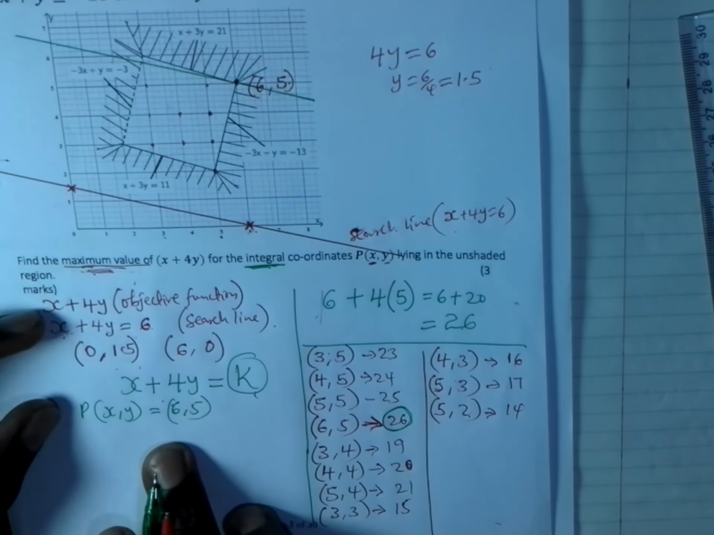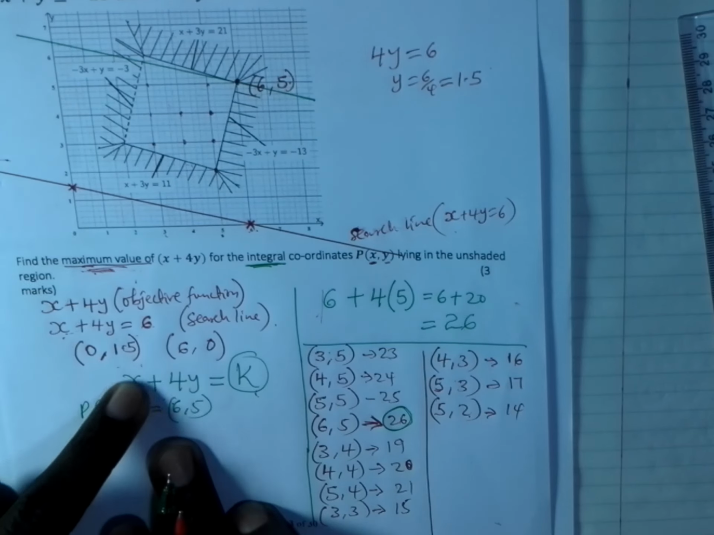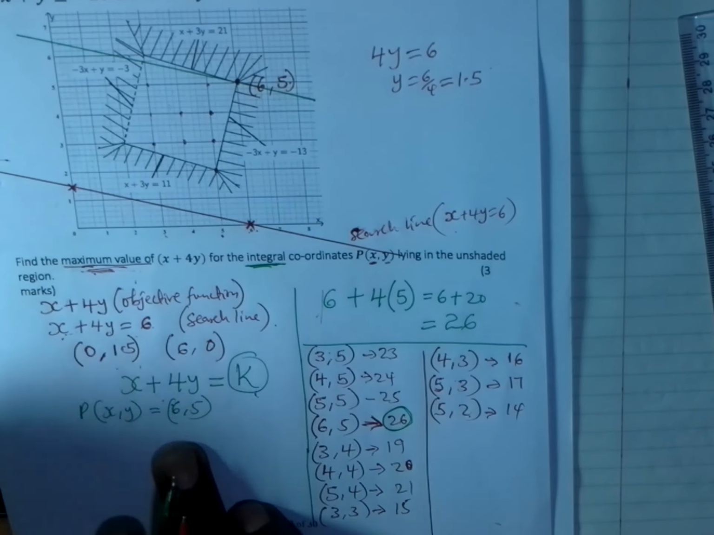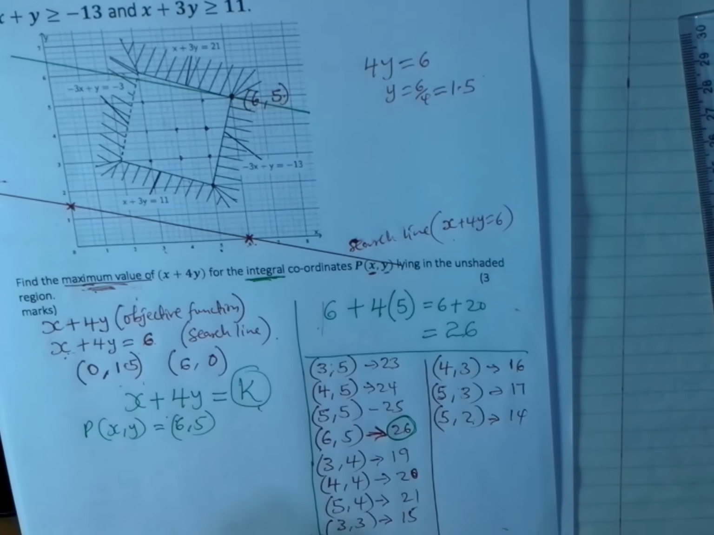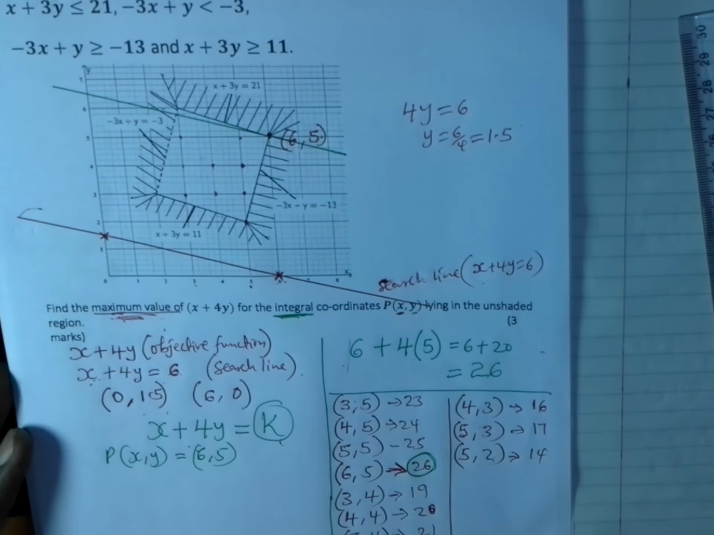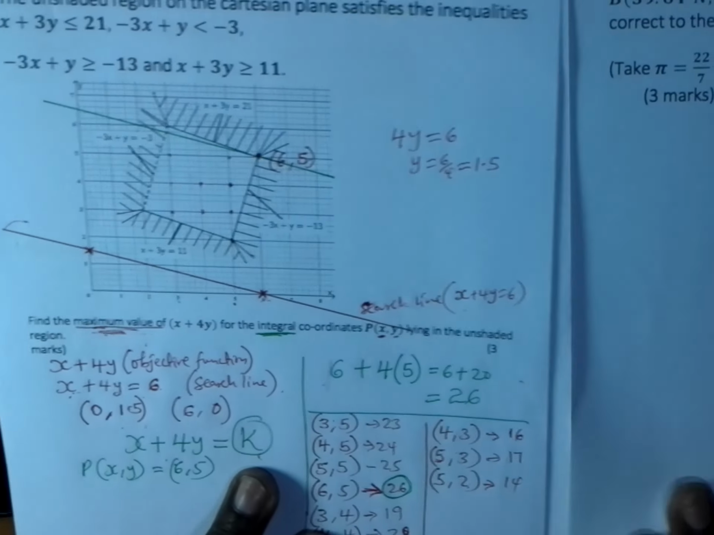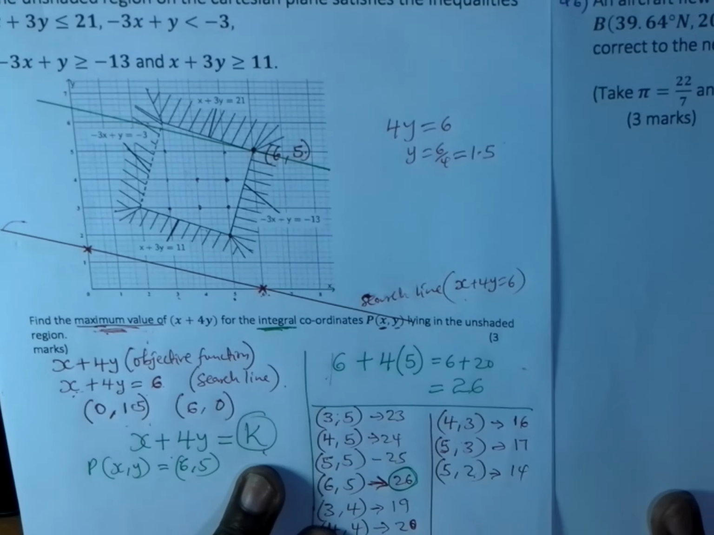So you can either use this method, draw the search line and find the maximum value of the objective function, or the optimization, or use the other method also. So we move on to our next question, number 6.